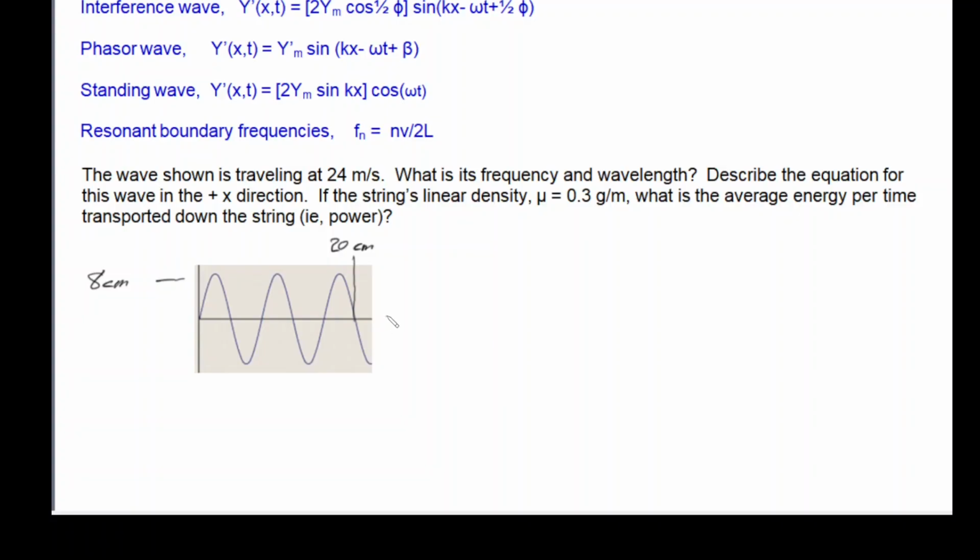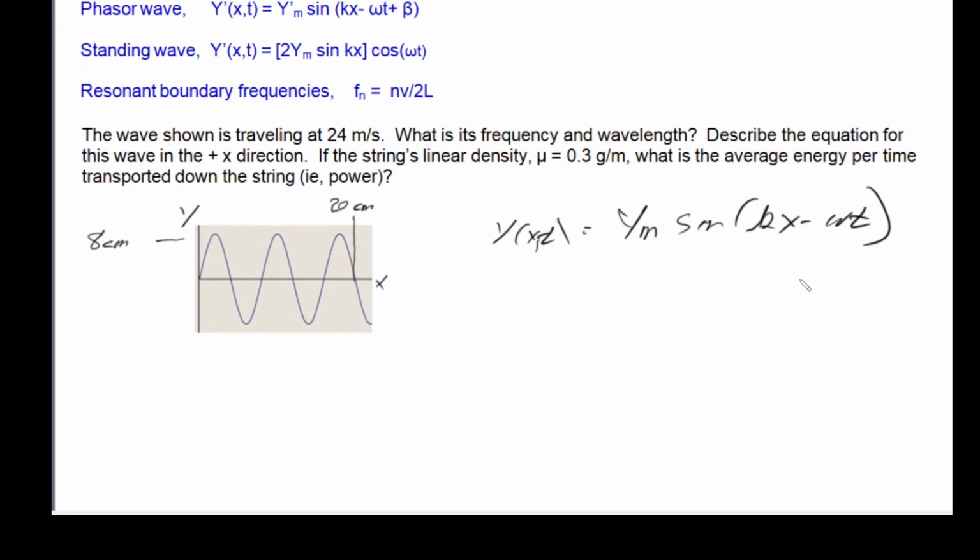So this is actually x, this is y. So the equation for this wave in the x direction would be y of x and t is equal to y sub m times the sine of kx minus omega t. So we'd have to find most of these values in this equation anyway.